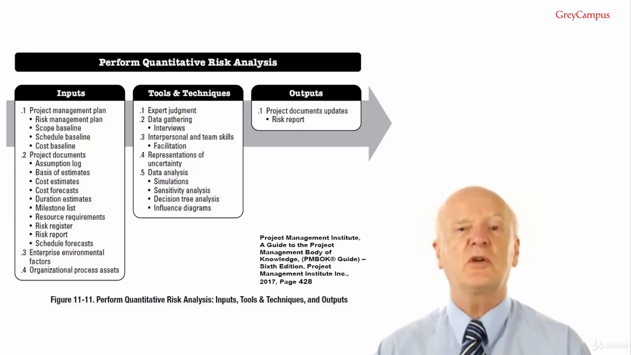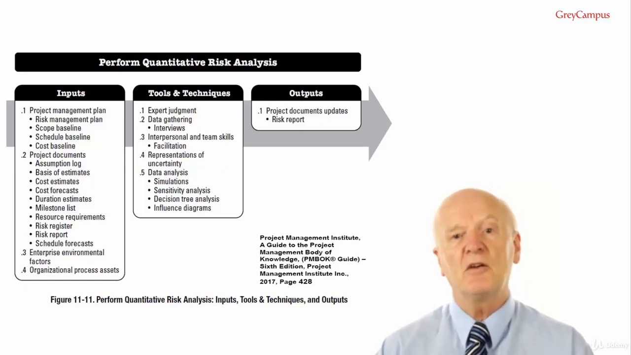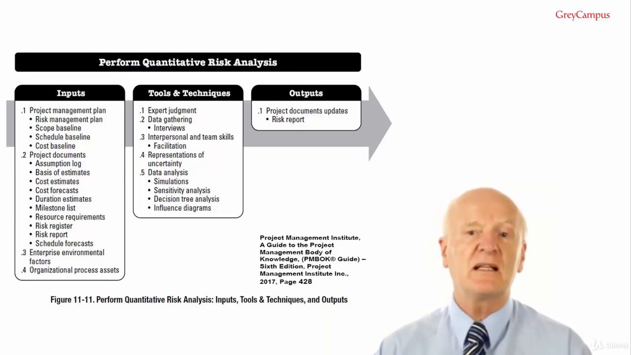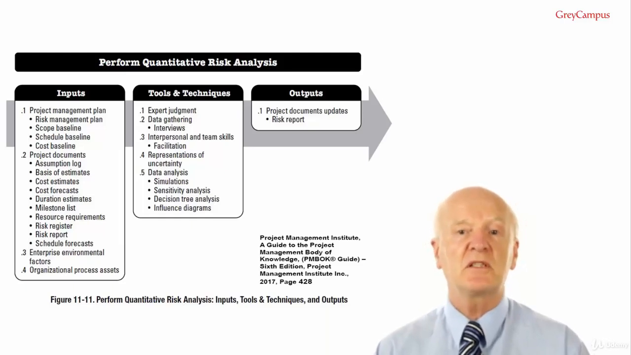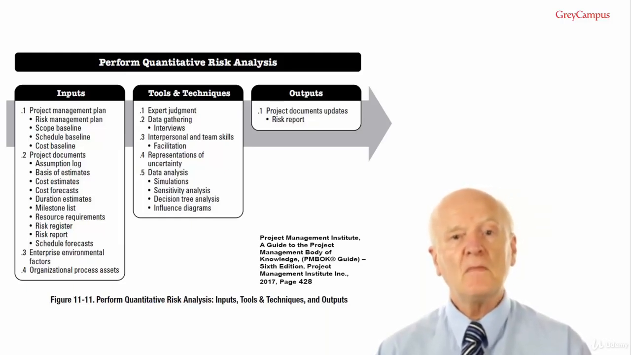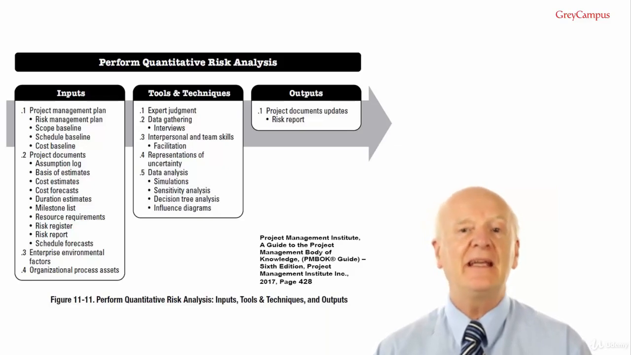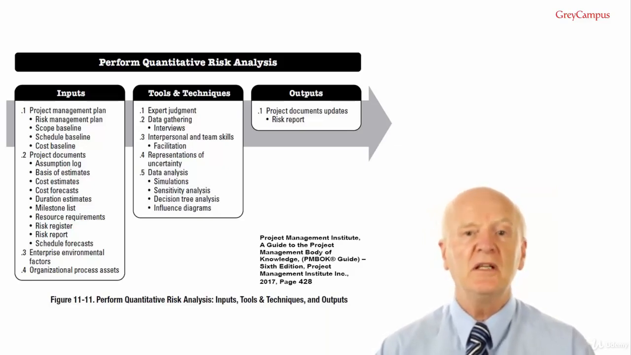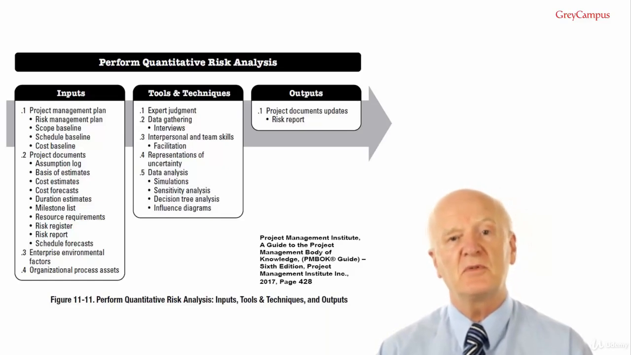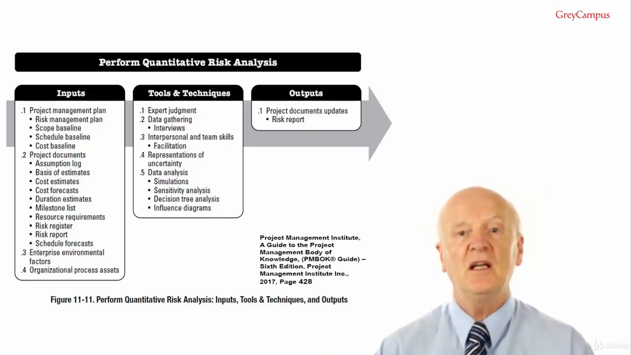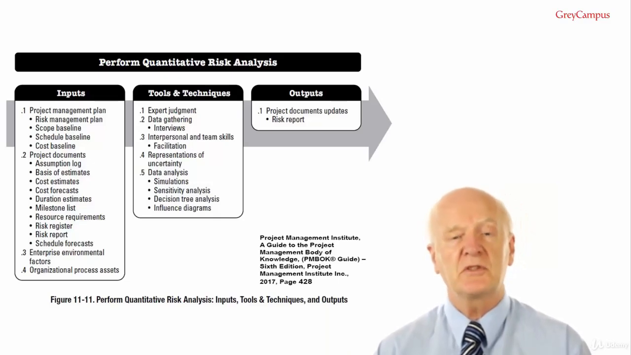Input number 2, project documents, which would include the assumptions log. The assumptions may arise from inputs to quantitative risk analysis if they're assessed as posing a risk to project objectives. Basis of estimates. The basis of estimates used in the planning of the project may be reflected in variability modelled during a quantitative risk analysis process. This may include information on the estimate's purpose, classification, assumed accuracy, methodology and source.